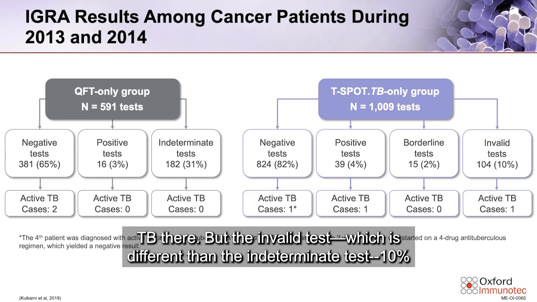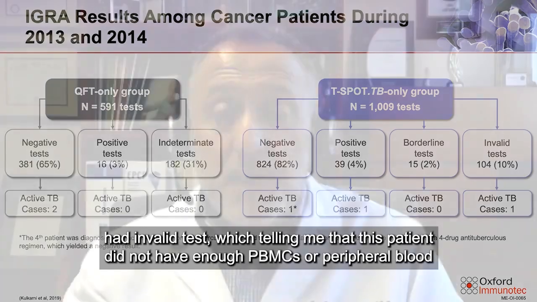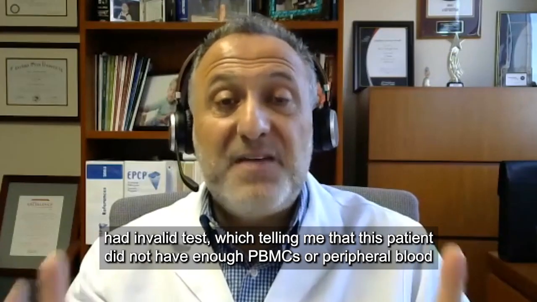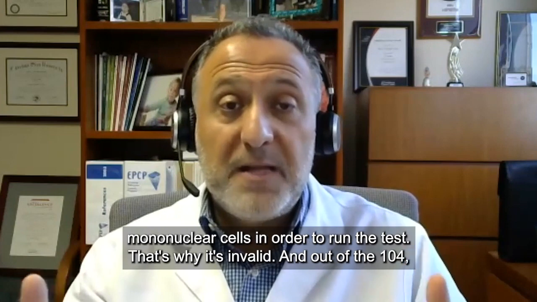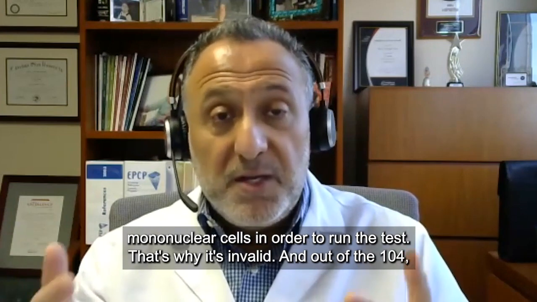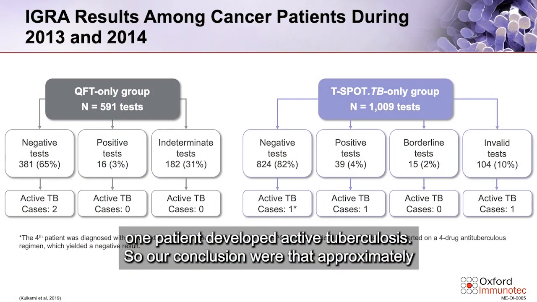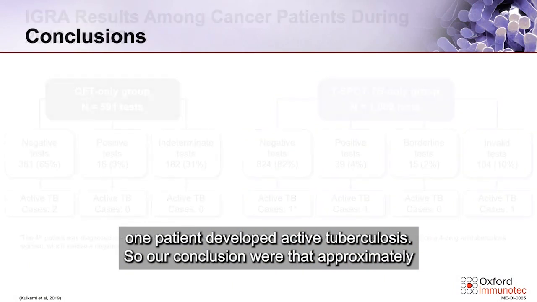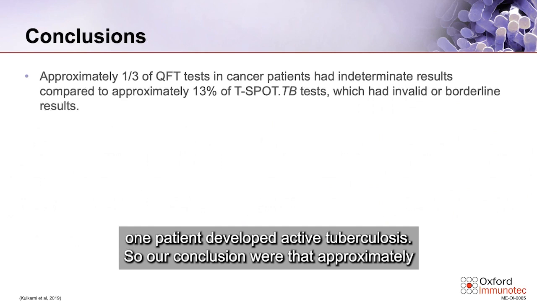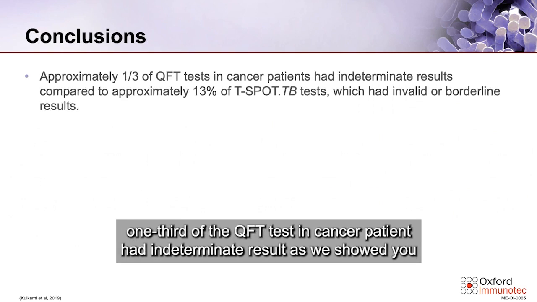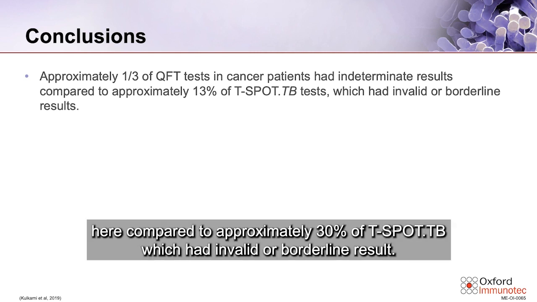But the invalid test, which is different than the indeterminate test, 10% had invalid tests, which tells me that this patient did not have enough PBMCs, or peripheral blood mononuclear cells, in order to run the test. That's why it's invalid. And out of the 104, 1 patient developed active tuberculosis. So our conclusion was that approximately one third of the QFT tests in cancer patients had an indeterminate result, as we showed you here, compared to approximately 13% of the T-SPOT.TB, which had invalid or borderline results.